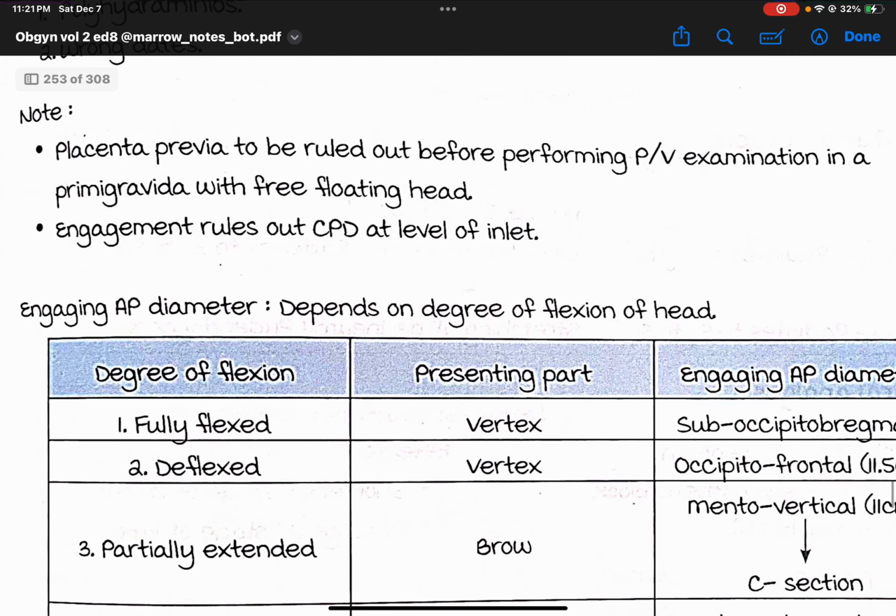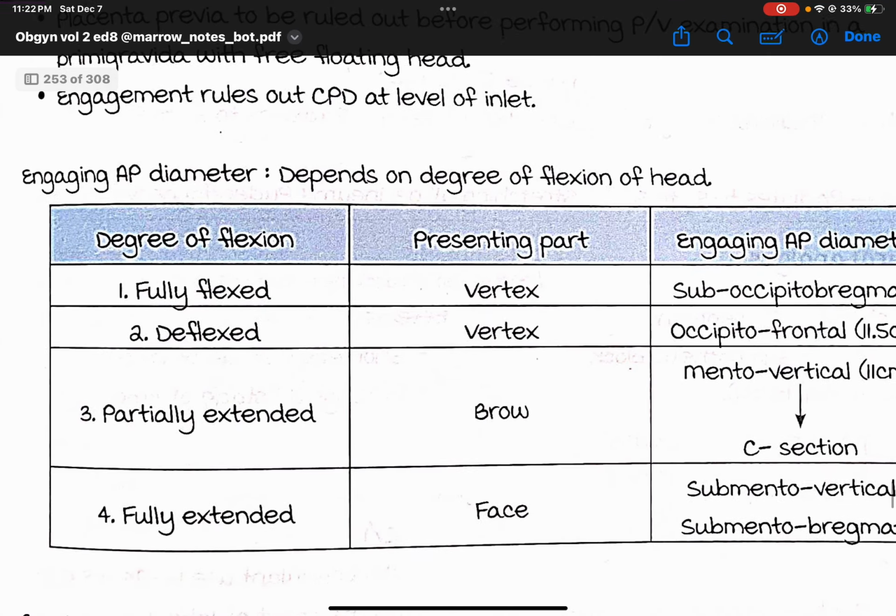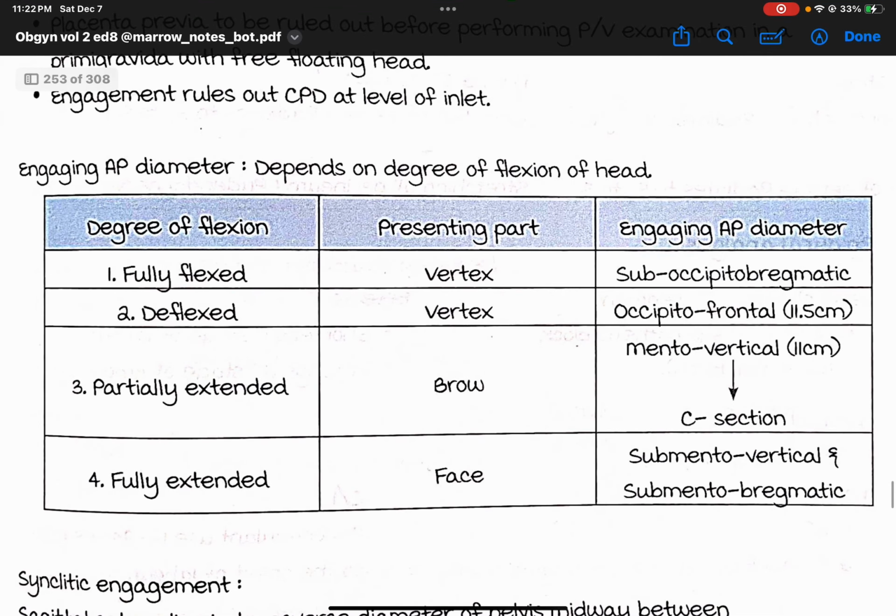Note: placenta previa to be ruled out before performing vaginal examination in a primigravida with no engagement at 38 weeks and a free floating head. Engagement rules out CPD at level of inlet.